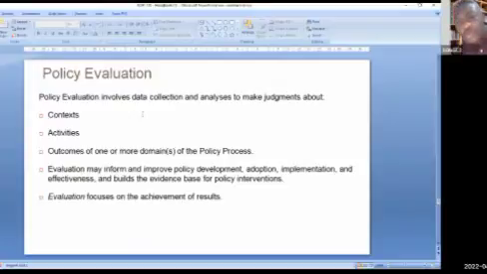And then also, we have policy evaluation. Again, it involves data collection and analysis to make judgments about the context. Are we implementing the right context? What are the activities that are needed to successfully implement? Are they being carried out properly? What are the outcomes of the policy process? Evaluation will inform and improve policy development, adoption, implementation, and effectiveness, and focus on the achievement of results. So show me your results. I'll tell you whether your policy is successful or not.